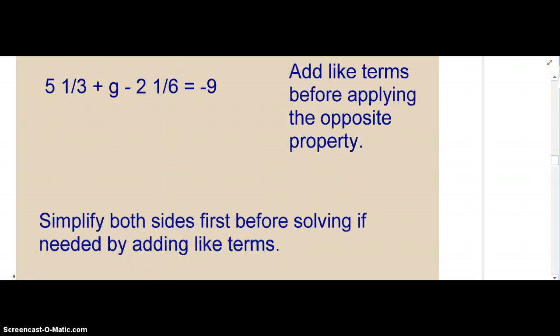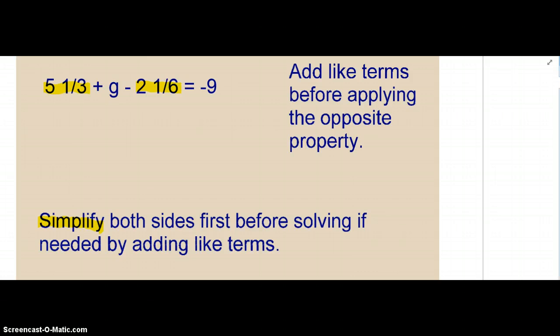Sometimes you will have more than one number that will need to be added together before you actually start solving. So it's important to simplify both sides of your equation before solving. And what that means by simplify is adding any like terms. So you can see here that 5 1/3 and 2 1/6, those are like terms because they're both constants and they need to be added together before we start solving for G.